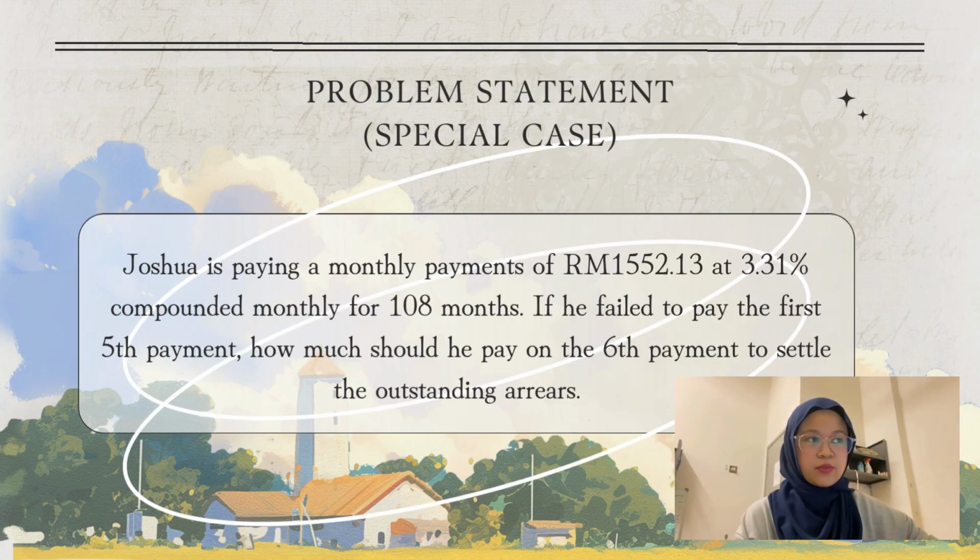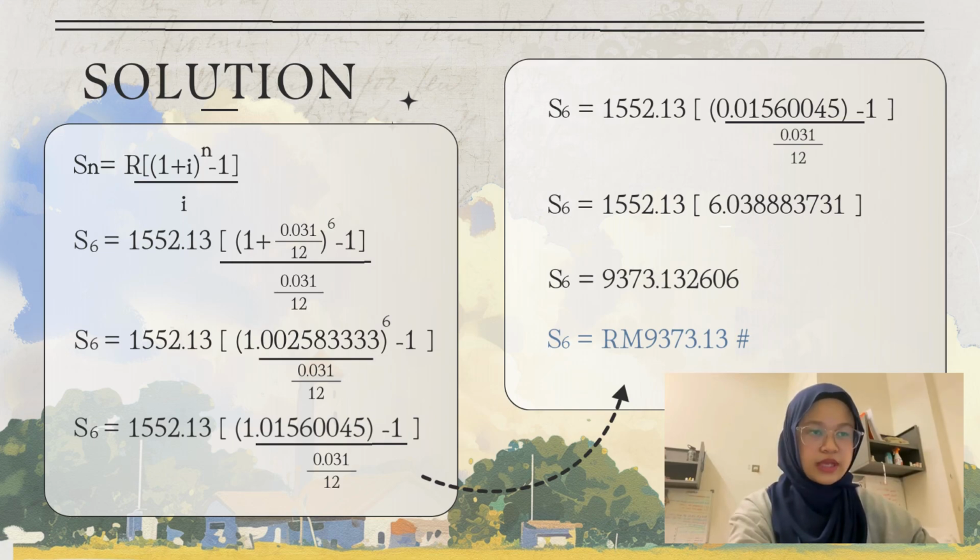Now, let's see a problem statement about a special case, which is missed payment. Joshua is paying a monthly payment of 1,552 ringgit 13 cents at 3.31% compounded monthly for 108 months. If he failed to pay the first 5 payments, how much should he pay on the 6th payment to settle the outstanding arrears? To solve this problem statement, we have to use the formula for missed payment, which is Sn equals R times [(1 plus i) to the power of n minus 1] over i.